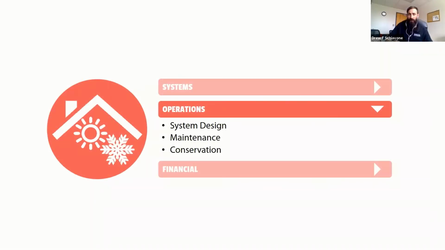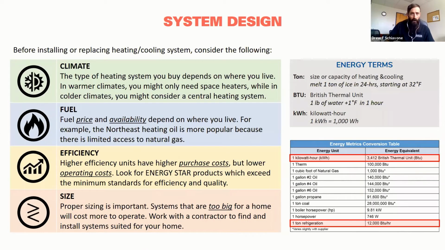So again, we'll take a look at now some of the operations, system design, and part of that is the efficiency of the systems. We'll briefly talk about maintenance and other conservation measures as well. So when you're designing a system, we might boil it down to four main areas, okay?